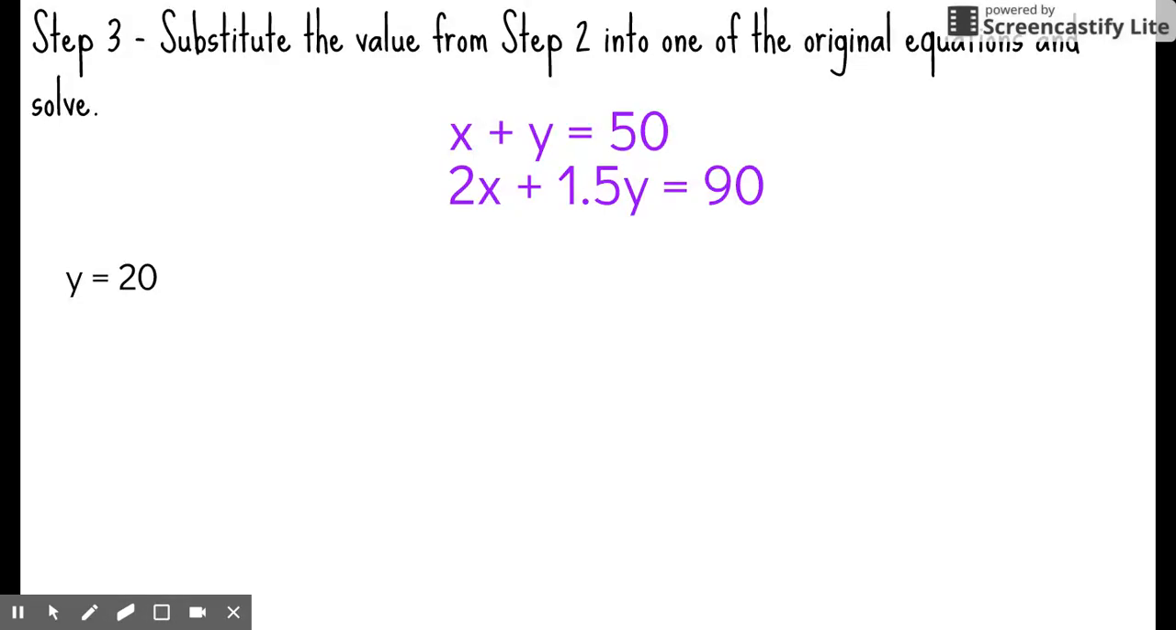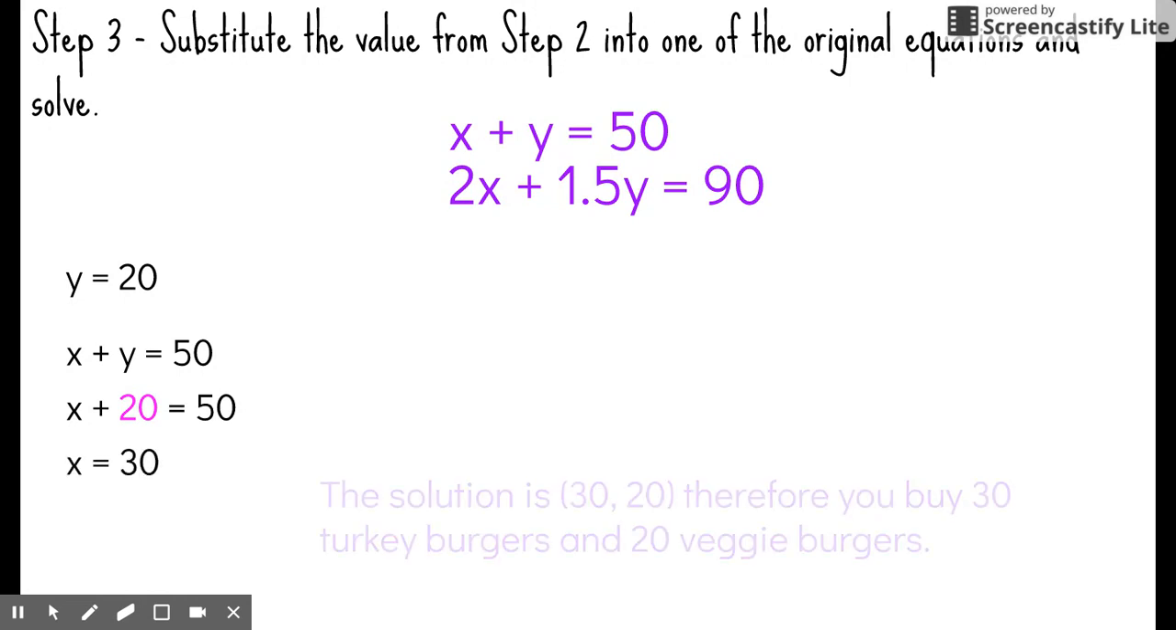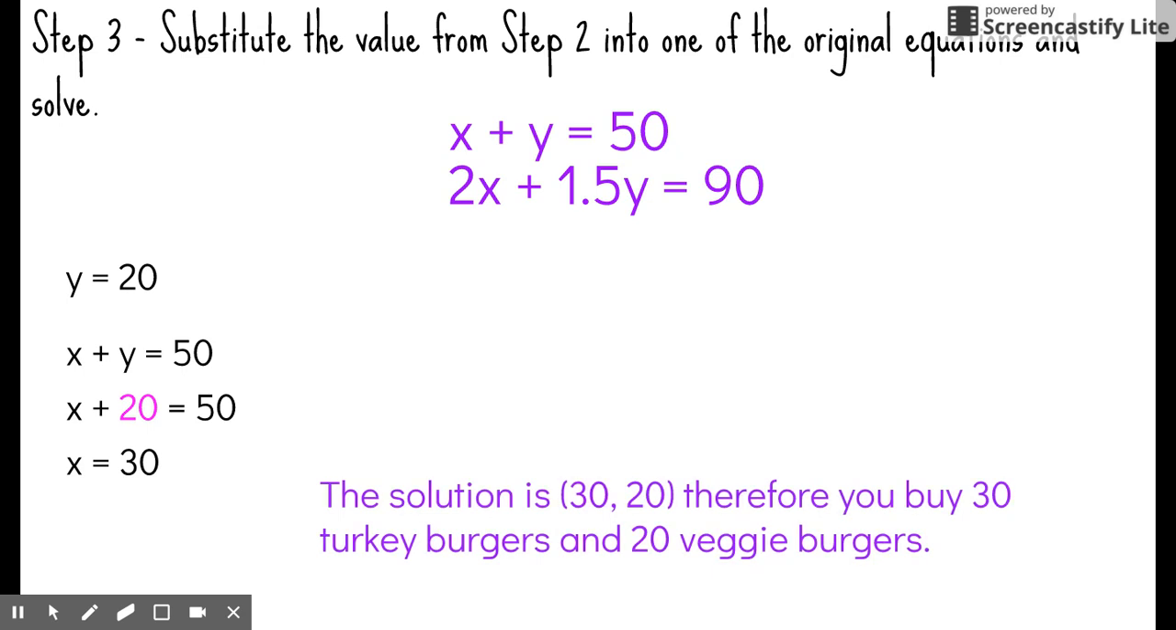All right, now we're going to substitute that y value into one of the original equations and solve to get x. x plus y equals 50 is really simple to substitute in. So we take the 20 and substitute it in for y. x plus 20 equals 50. We're going to subtract 20 on both sides, and we get x equals 30. So our solution is (30, 20). Therefore, we bought 30 turkey burgers because turkey burgers was x, and 20 veggie burgers because veggie burgers was y.